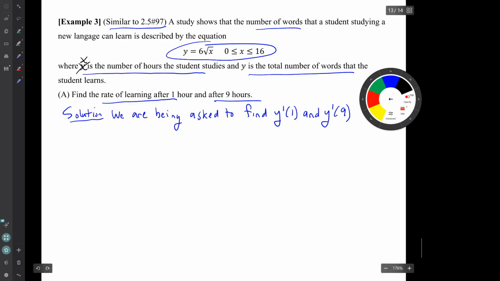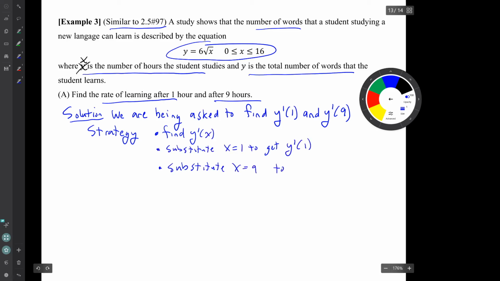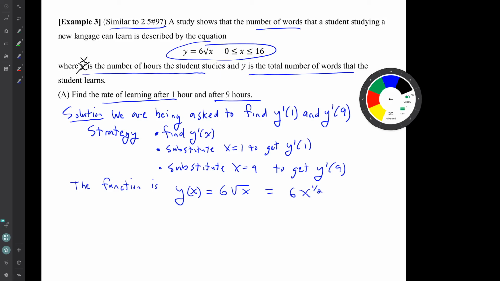Well, so what should our strategy be? The strategy should be to find y prime parentheses x, and then substitute x equals 1 and x equals 9. So before we can find the derivative, it will be helpful to put the function in power function form. So the function is given in radical form, and we converted it to power function form. So now we can find the derivative.